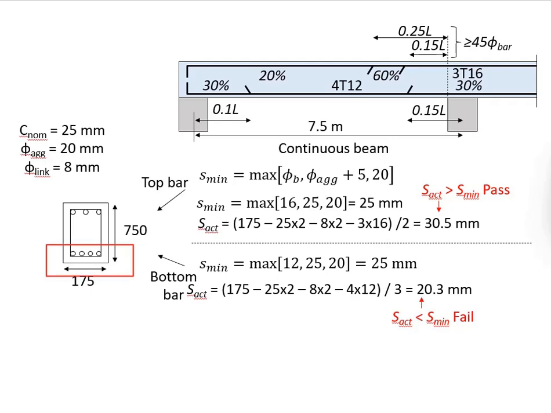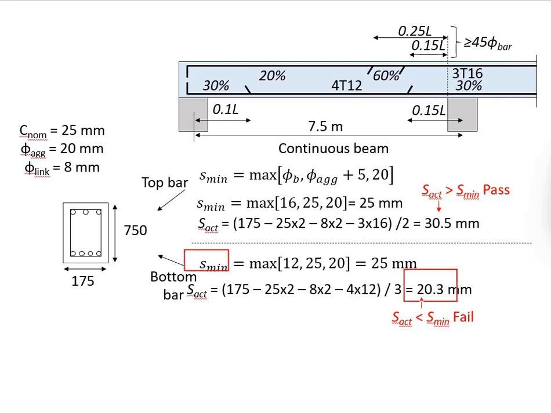Now we're going to check for the bottom reinforcement. The minimum bar spacing is 25 mm, governed by the size of the aggregate. We're going to get the actual spacing of the bottom rebar. Take the width of the beam minus 2 times the cover minus 2 times the size of the link, and then minus 4 units of 12 mm diameter rebar. The whole thing here is divided by 3 due to 3 spacings between the 4 rebars. Your actual spacing is 20.3 mm.